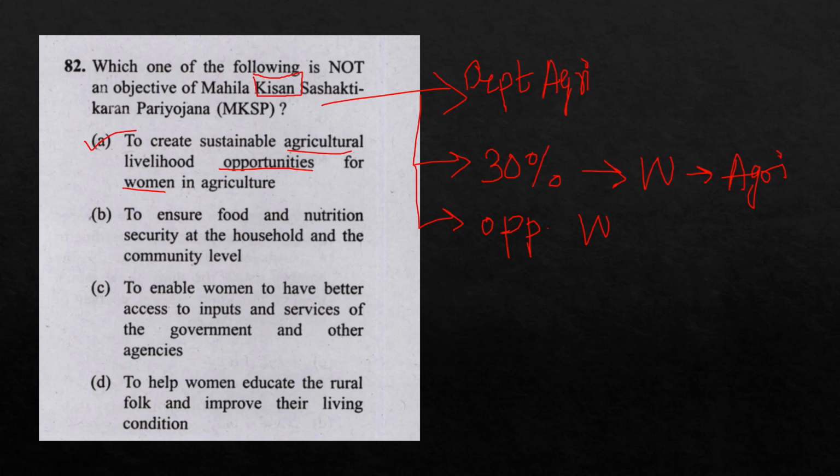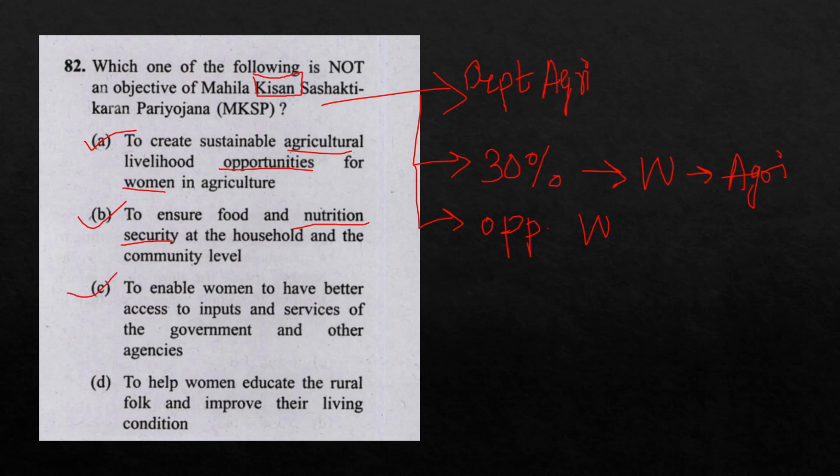Second one says to ensure food and nutrition security level at the household. Yes, this is also true, because it is implemented by the Department of Agriculture, and this will be one of the important objectives. So this is also correct.